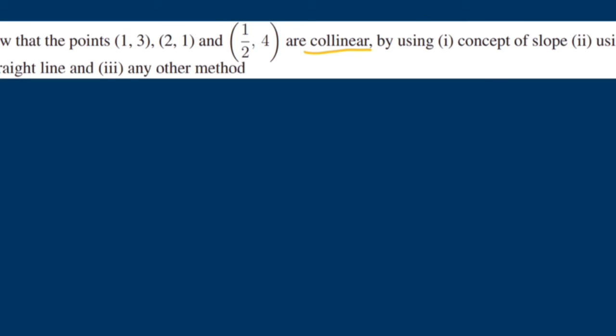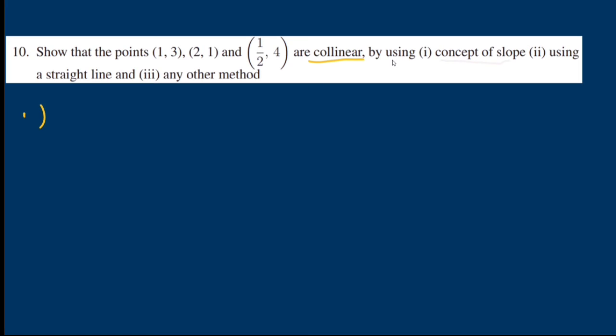You can prove this using many methods. One is using the concept of slope. So let us use the concept of slope. If you name this as A, this as B and this as C, using the concept of slope, we are going to prove the lines are collinear. The slope of AB is equal to the slope of BC.